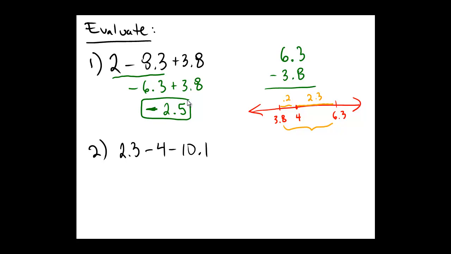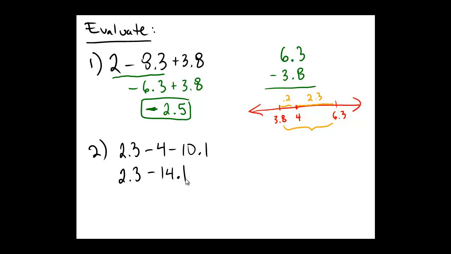Okay, second stage. Let's try 2.3 minus 4 minus 10.1. This one's got a couple stages of subtraction. So first stage, I'll do 2.3, and now I'm going to group together the two minusings. We're losing 4. If you think on a number line, we're moving left 4 units, and then we're moving left another 10.1 units. So in total, we'll be moving left 14.1 units, because we moved left for the 4 and then left for the 10.1.